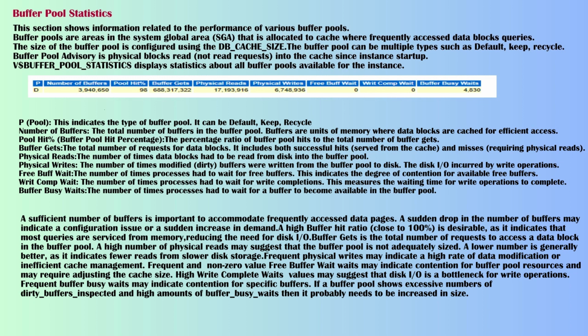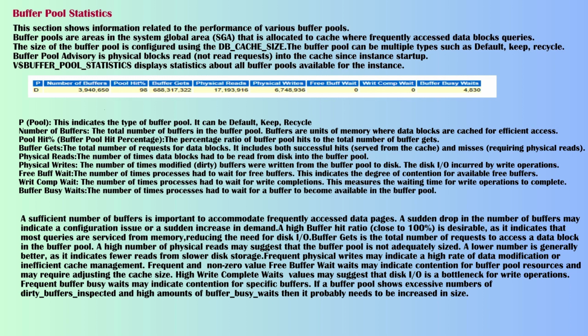Reducing the need for disk I/O. Buffer gets is the total number of requests to access a data block in the buffer pool. A high number of physical reads may suggest that the buffer pool is not adequately sized. A lower number is generally better, as it indicates fewer reads from slower disk storage. Frequent physical writes may indicate a high rate of data modification or inefficient cache management.